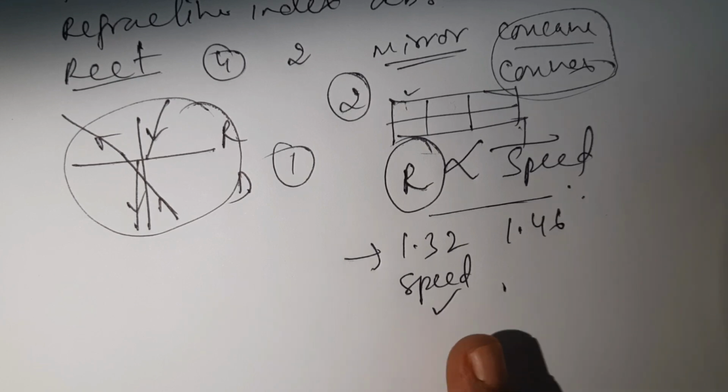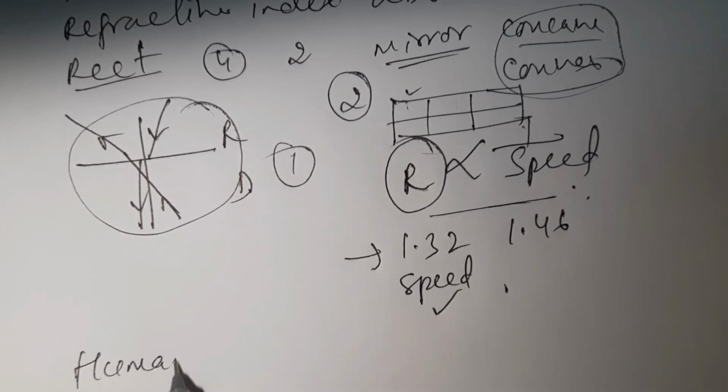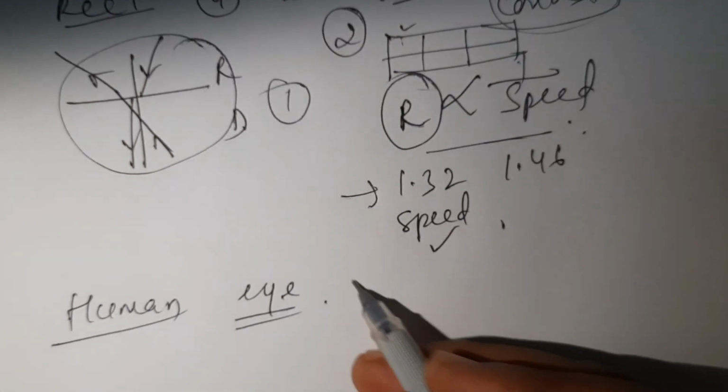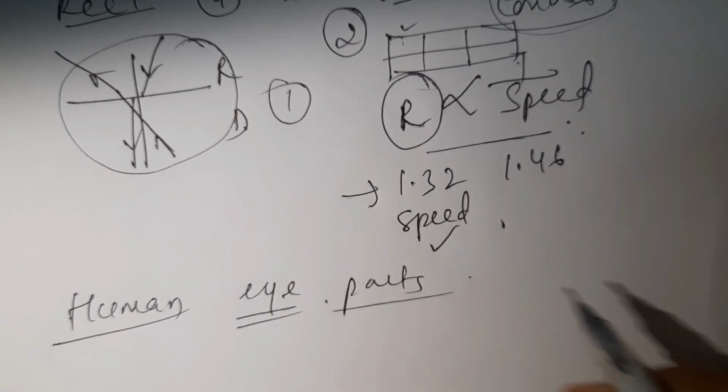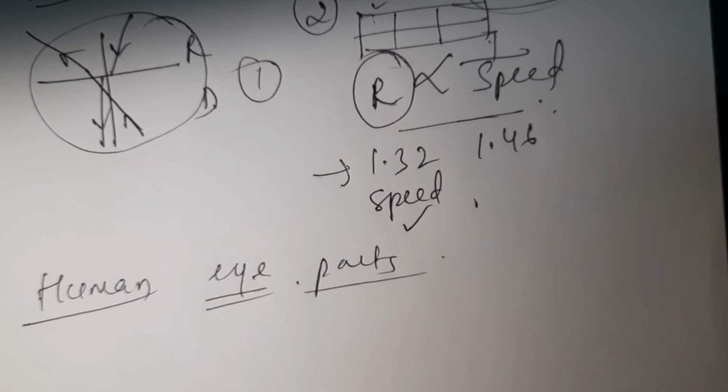Then the next chapter is human eye. From human eye, practice the eye diagram properly. And after that, all the parts are important. Here they ask like name the part which controls the size of the lens, where you need to write ciliary muscle. And then what is blind spot, and crystalline lens, or name the liquid which is present behind the eyeball. So these types of questions are important.